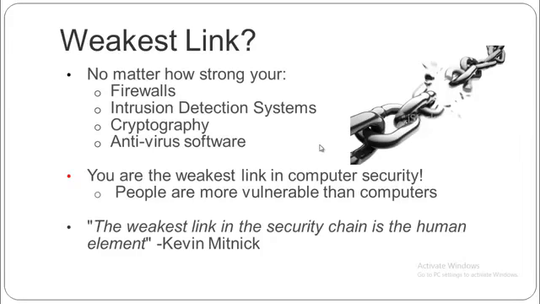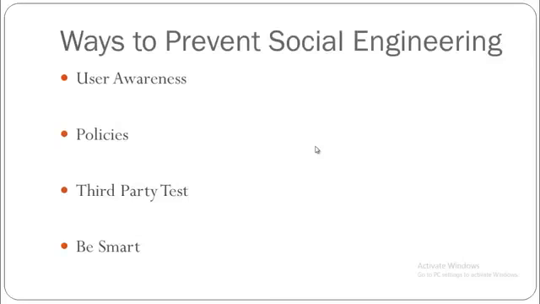There are different things that you would want to know, but before that, you need to know that the weakest link in your organization is not your firewall, intrusion detection system, cryptography, or antivirus software. You are the weakest link in your computer security. People are mostly more vulnerable than the computers, and that's a famous dialogue said by Kevin Mitnick. So I'll go ahead with the ways to prevent social engineering attacks.